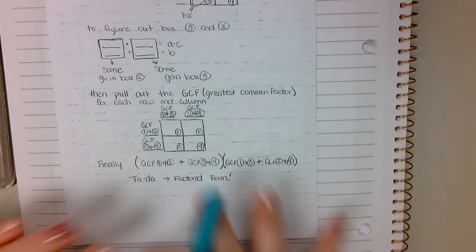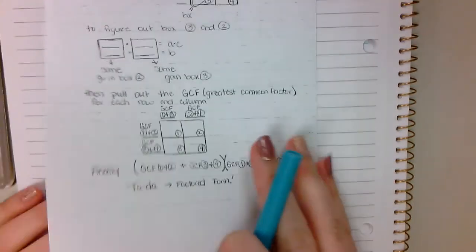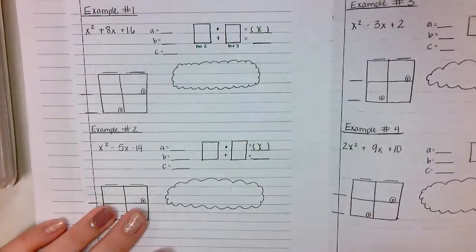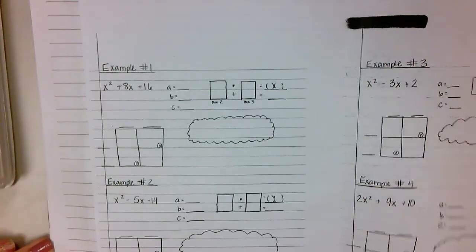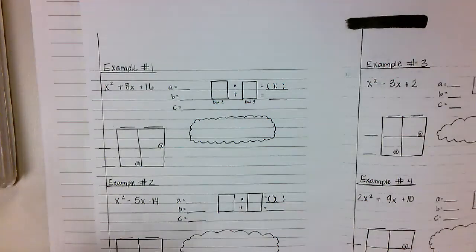And I know that seems like a lot and this might be confusing, but that's why there's 4 examples on today's notes that I want to do with you guys. So that'll make it a lot easier to understand. So let's look at example number 1. X squared plus 8x plus 16. So I want you to tell me what the factored form of this quadratic equation would be.